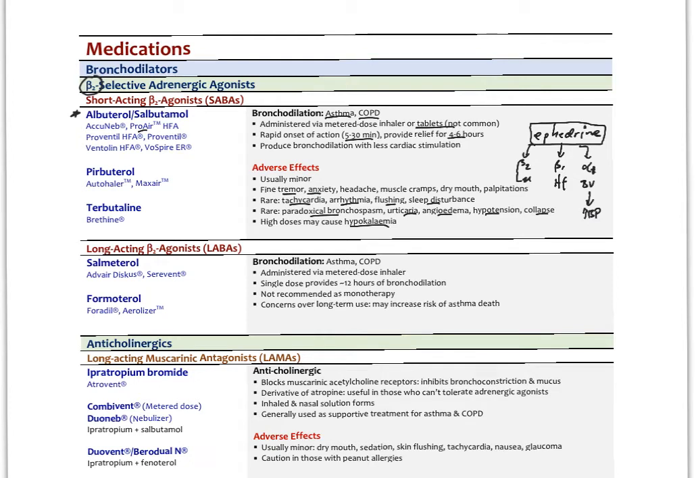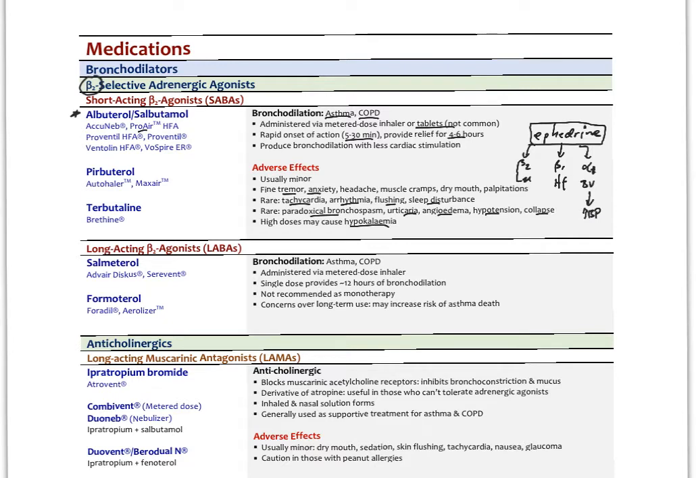The LABAs, these would be salmeterol or formoterol. These are usually never given alone because they're finding that given alone, they can increase the risk of sudden asthma death. So what we do is combine the LABAs with a steroid. And I'll talk about that class coming up next, inhaled steroid. And the steroid has an anti-inflammatory effect. The LABA is working long-term to keep the airways open. And so most of their combinations are going to be like Advair, Discus, and so forth.